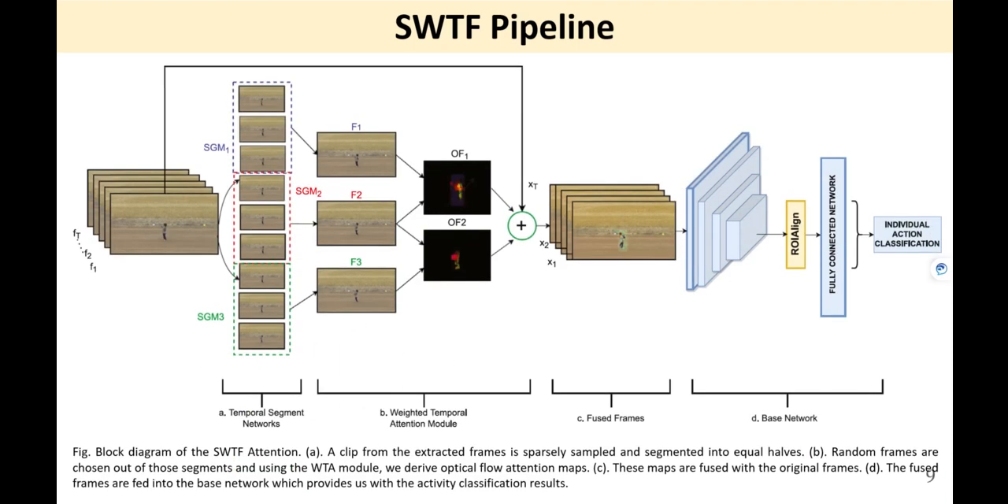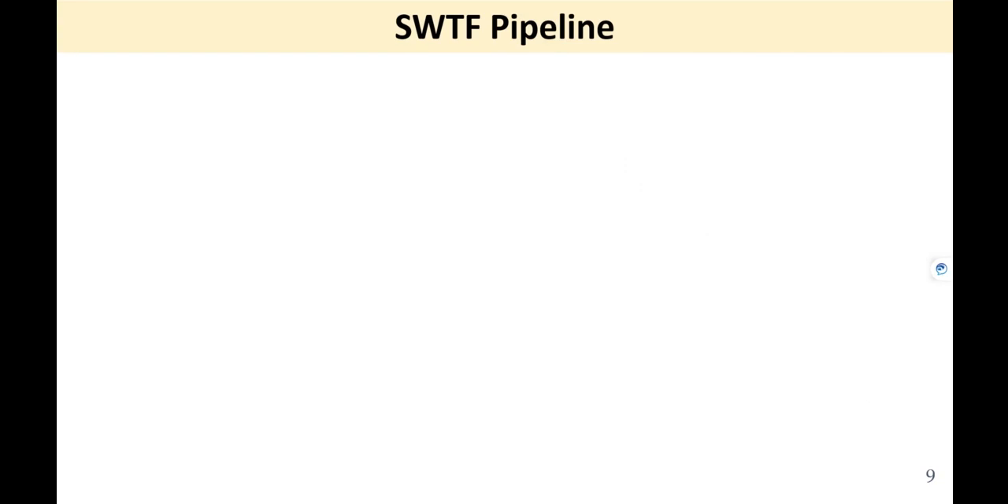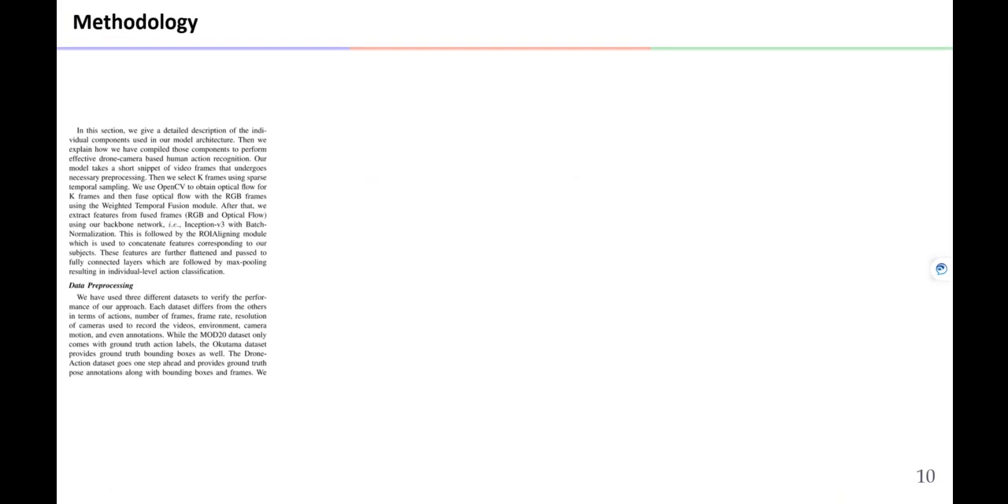So this is the SWTF pipeline. You can see here the temporal segment network, the weighted temporal attention model, that is the second step. Third step is fused frames, and then this is the base network. Here we used a fully connected network and convolutional network. The detailed explanation about this SWTF model and SWTF pipeline can be seen here in the methodology section.